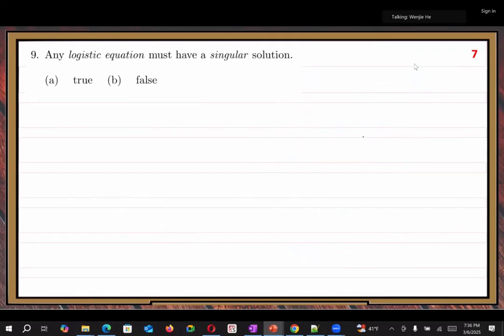Any logistic equation must have that. That's true, right? Because at least we have that 0. This is singular.